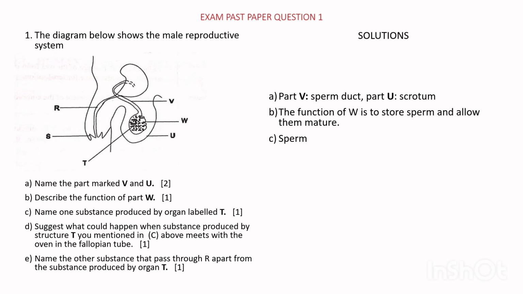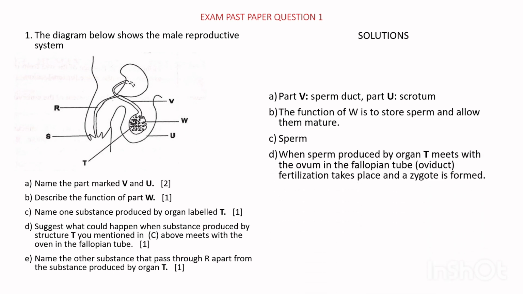Question D. Suggest what would happen when the substance produced by structure T, which you mentioned in C above, meets with the ovum in the fallopian tube. Fertilization will take place. Question E. Name the other substance that passed through R apart from the substance produced by organ T. It's urine. Then you have answered this question as simple as that.